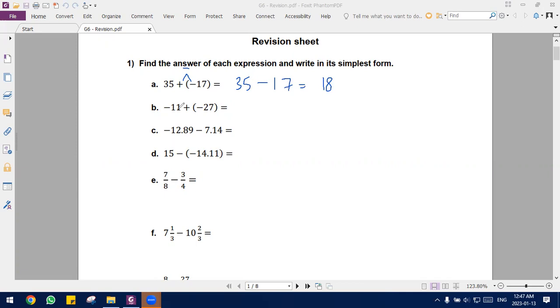Okay, now the second one, B. Again, we have two signs next to each other, so we have plus and minus. We combine them, it's minus. Now here we have minus 11 minus 27. So now here we need to compare the signs. So we have minus, minus. So we have the same sign for both of them. Like 11 is negative, 27 is negative. So if we have similar signs, we should add the numbers first. So now we do 11 plus 27, which is 38.